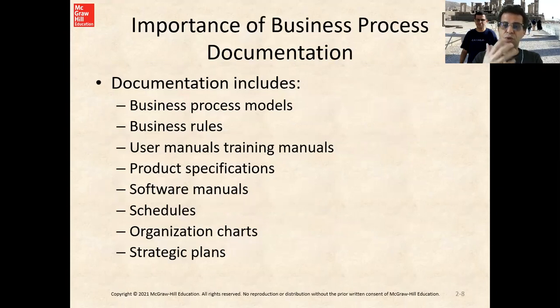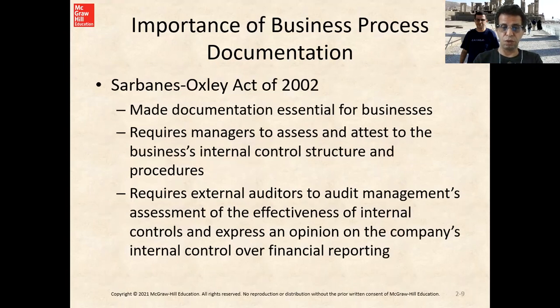Now let's see what business process documentation is. Business process documentation includes business process models, business rules, user manuals, training manuals, product specifications, software manuals, schedules, organizational charts, and strategic plans. Some of them you know, some of them you don't, but we're going to touch on most of these.